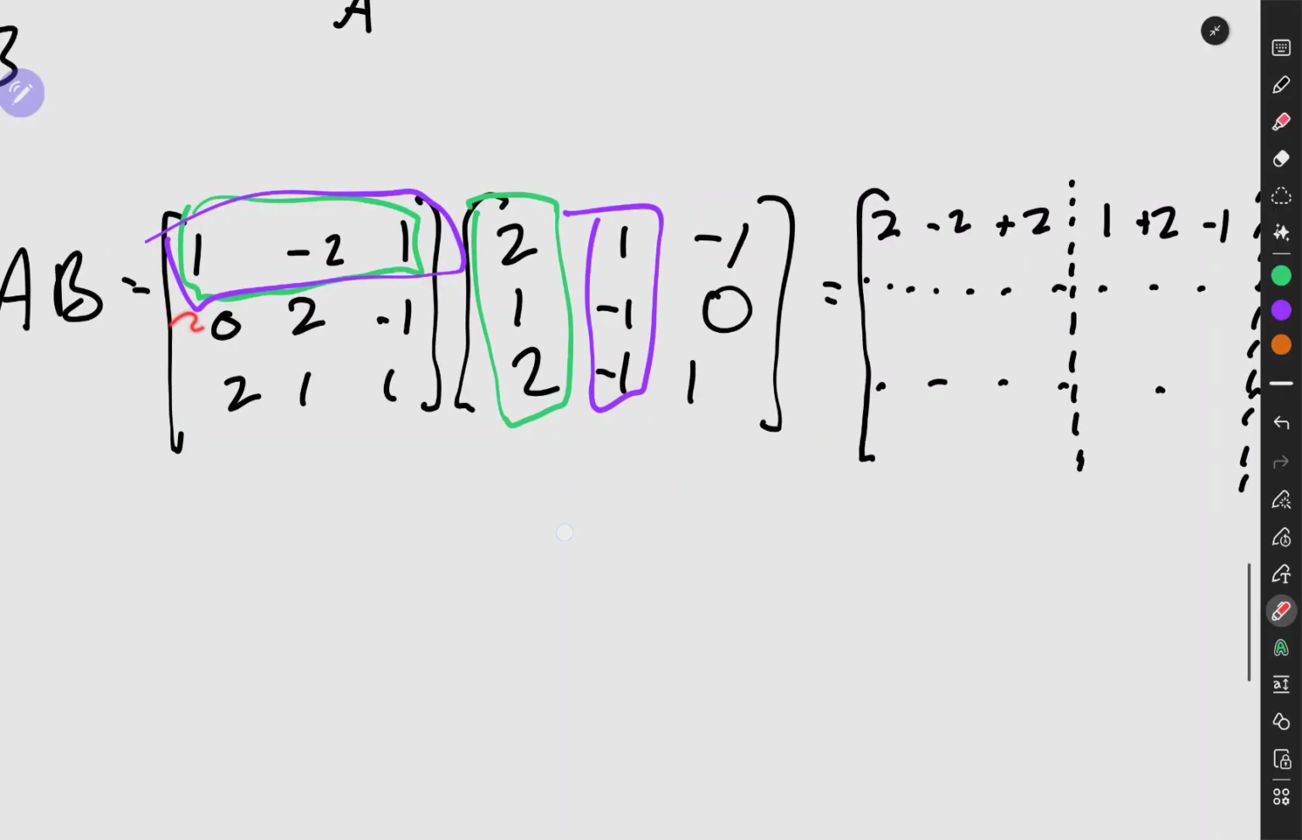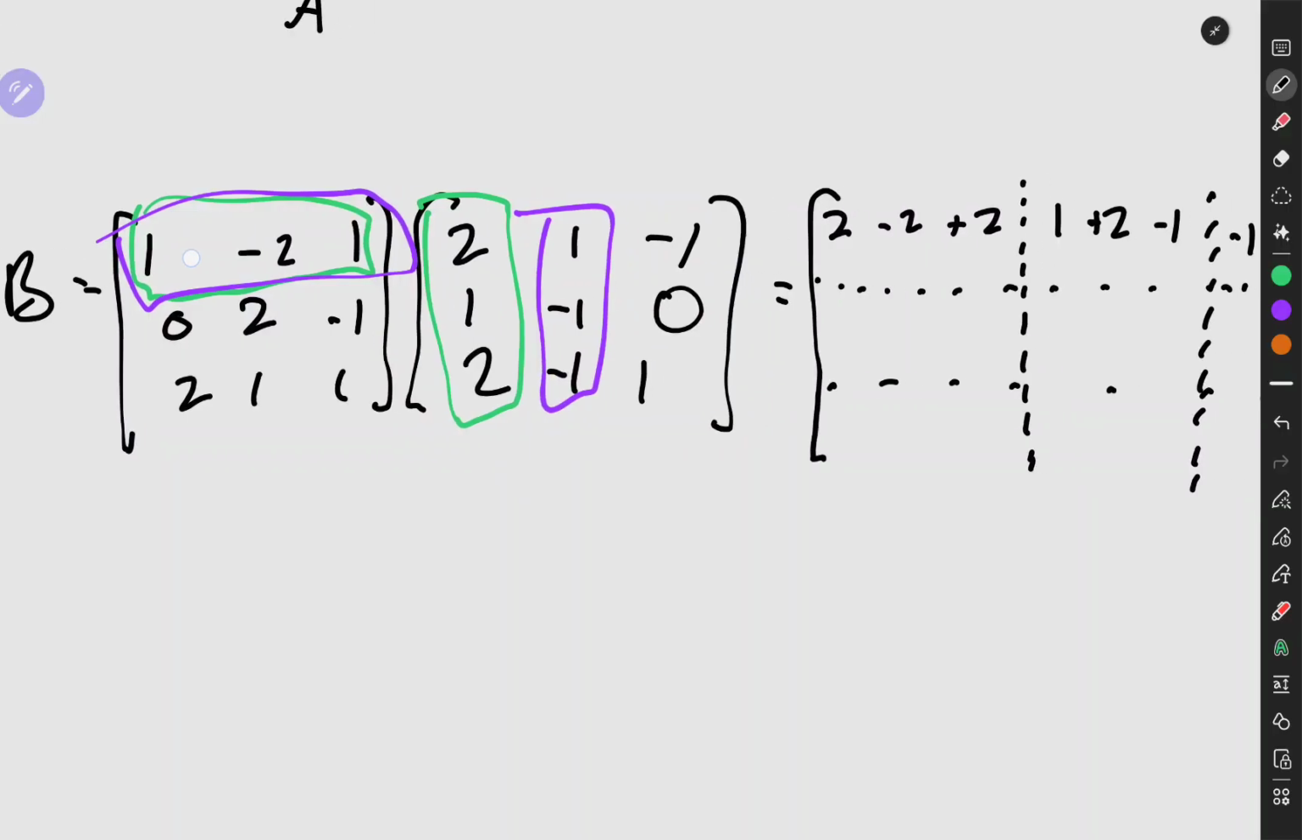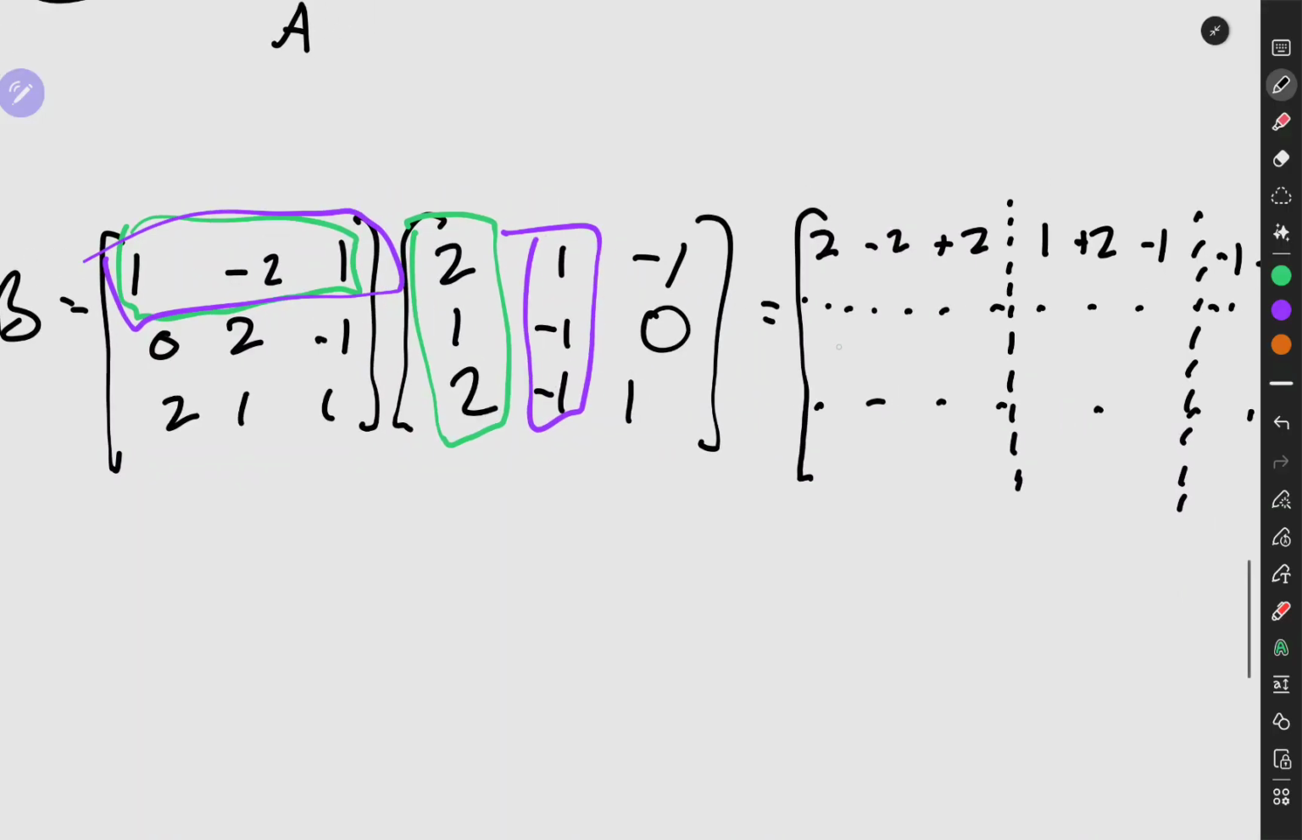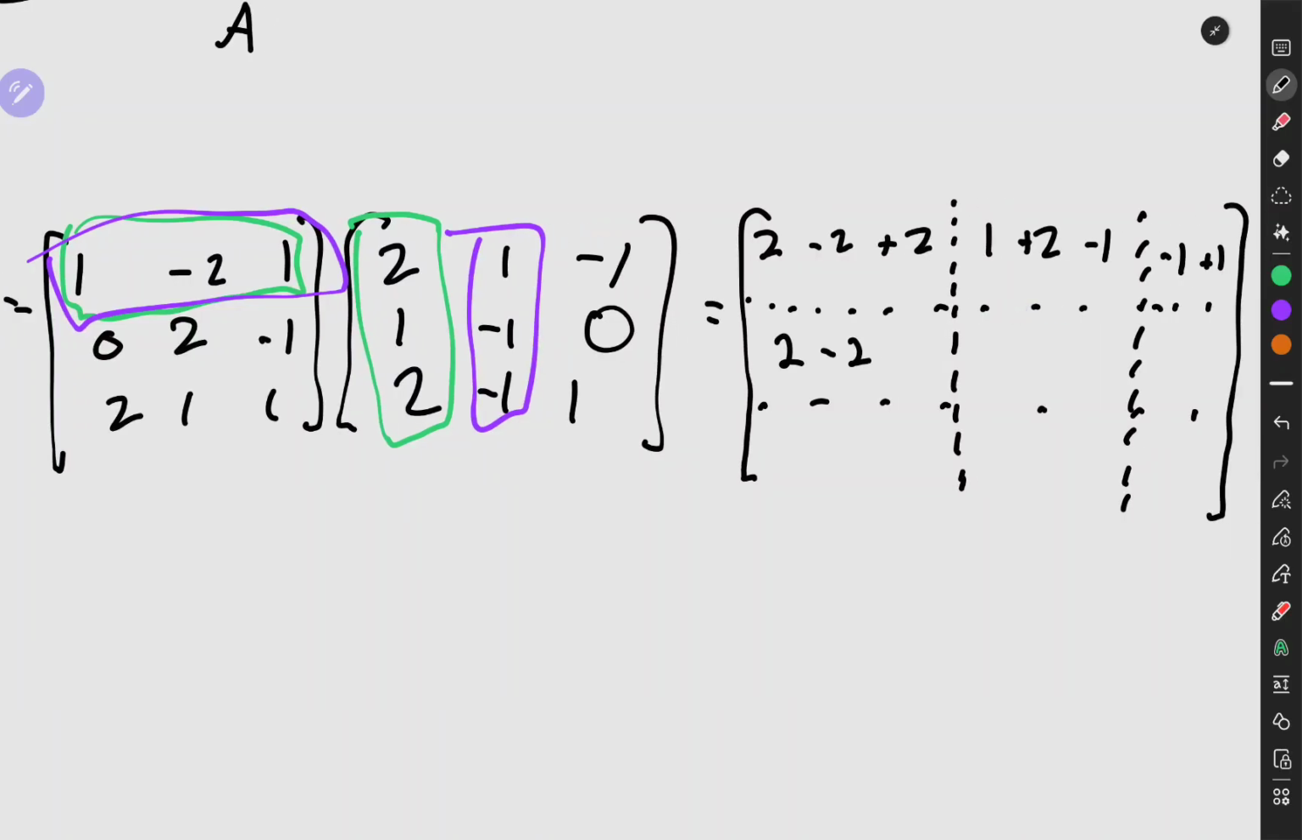Let's go down to the next one. Now we look at this row and the same columns. So let's multiply the second row by the first column. That's 0 plus 2 minus 2. And then we have second column, second row times the second column is 0, -2, +1. We have 2, and then the last column there is 0 times 0 plus 0, then -1 times 1, -1.